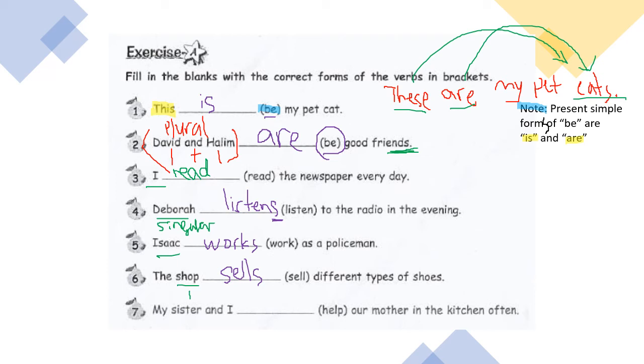And next, my sister and I. So my sister and I, that's 1 plus 1, help our mother in the kitchen often. So plural. Do you need to add S? Do you need Superman, Superwoman's help? No. So you don't need to add an S. My sister and I help our mother in the kitchen often. I hope you are clearer after watching this video. Let's look at the next few answers.